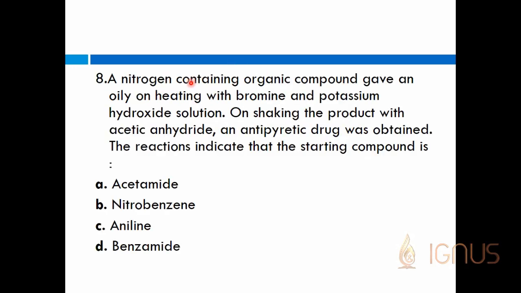Question number 8. A nitrogen containing organic compound on heating with bromine and potassium hydroxide gives an oily product. On shaking the product with acetic anhydride, an antipyretic drug was obtained. The reaction indicates the starting compound is option A acetamide, option B nitrobenzene, option C aniline, and option D benzamide. Try to find the answer.